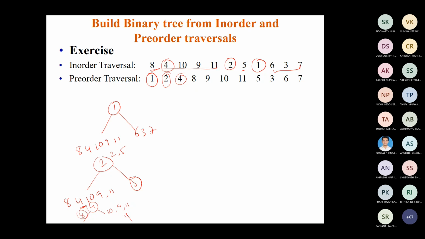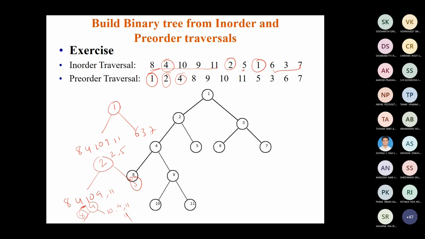I'll give you the final binary tree for this, and this is going to be the unique binary tree for the given traversal output.